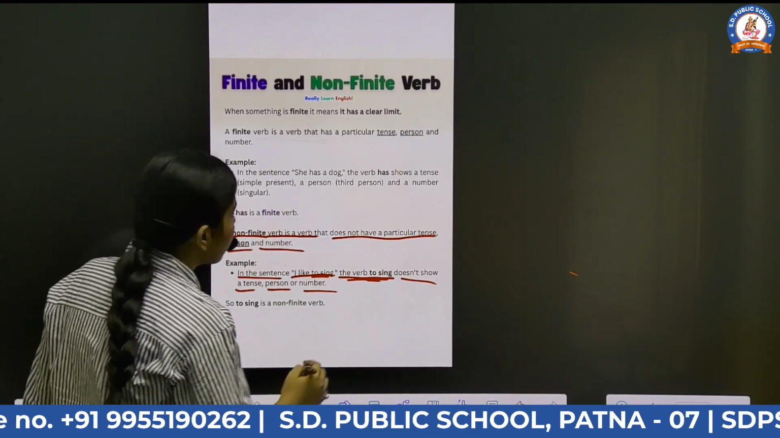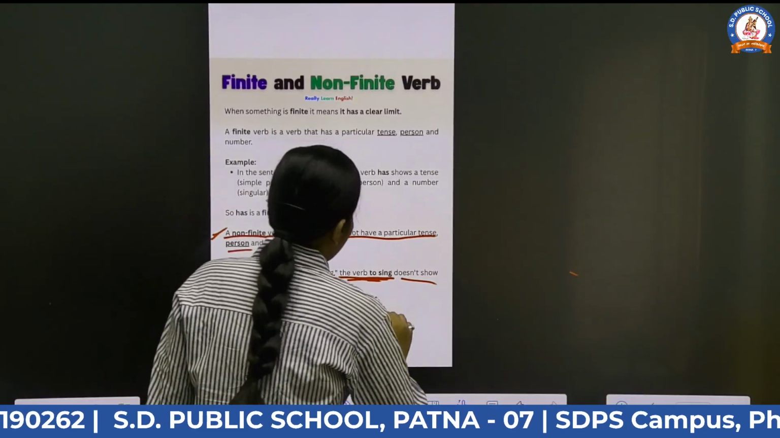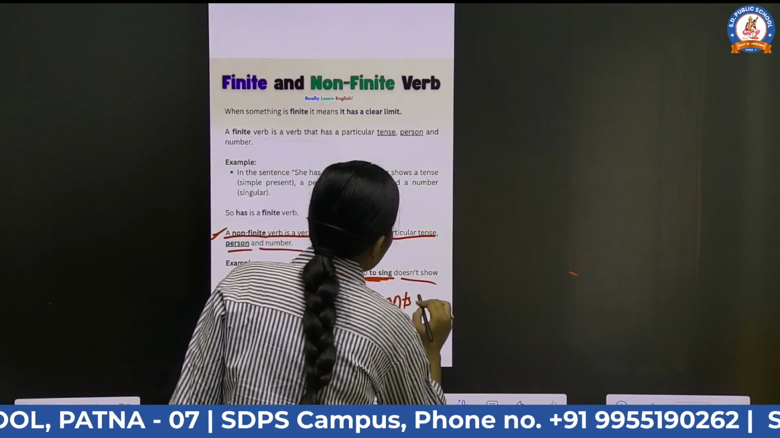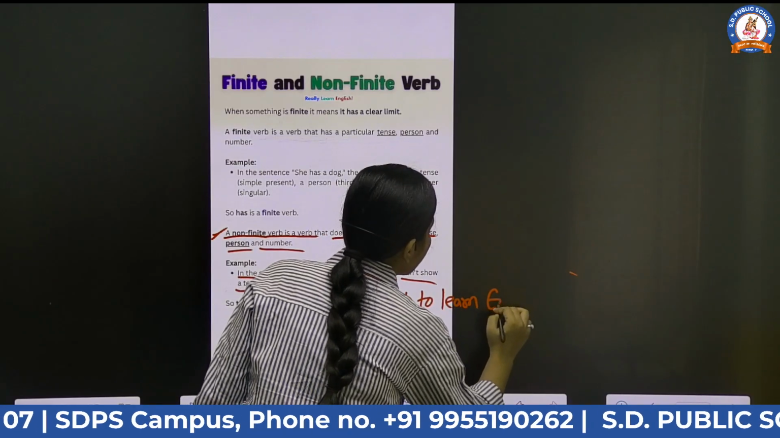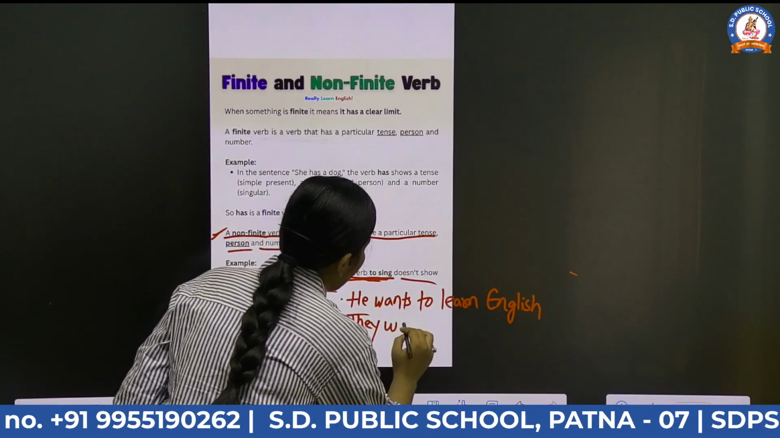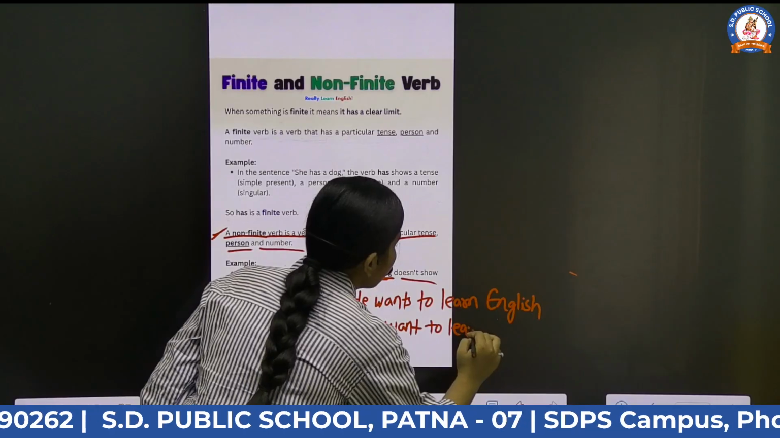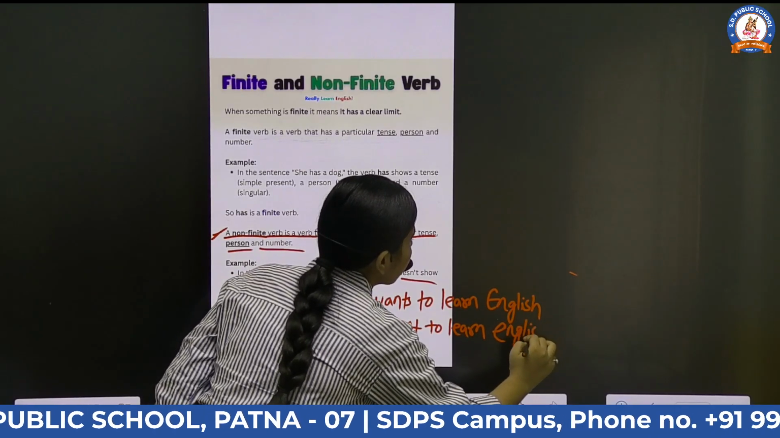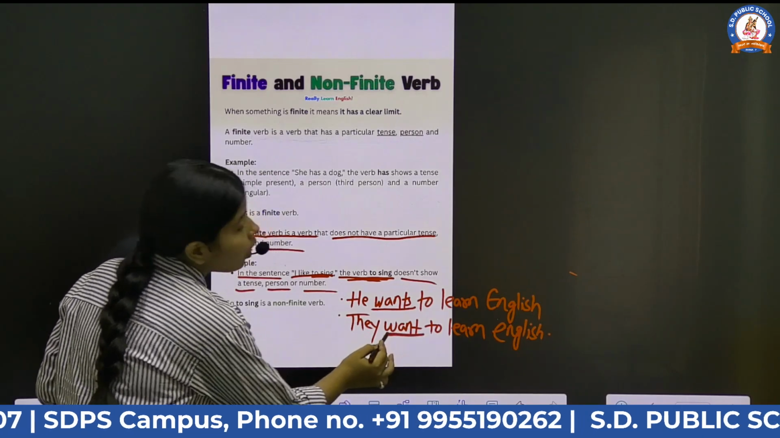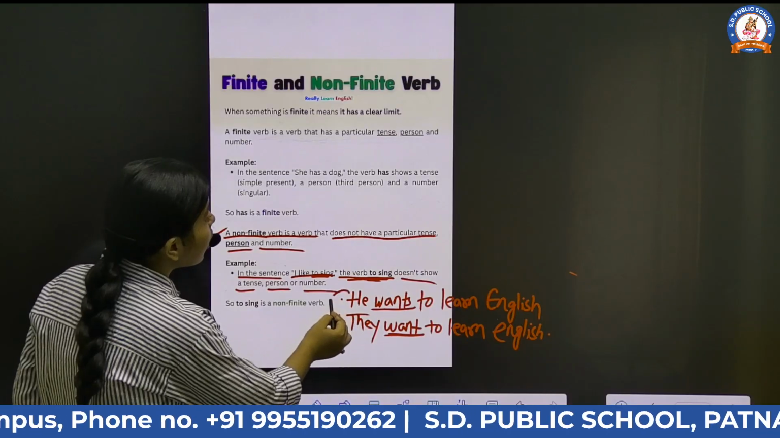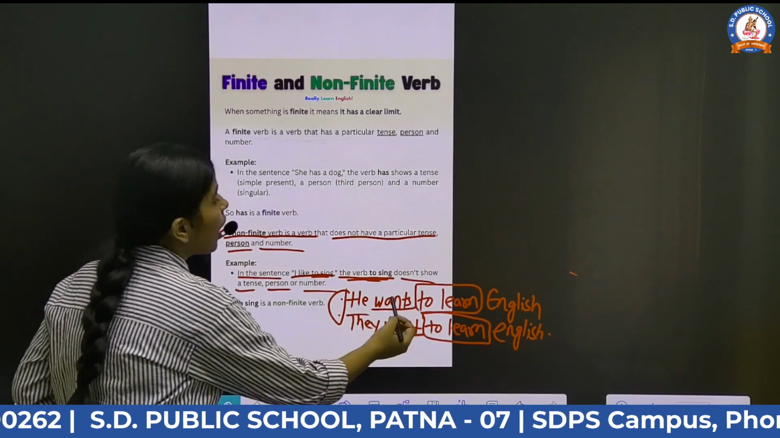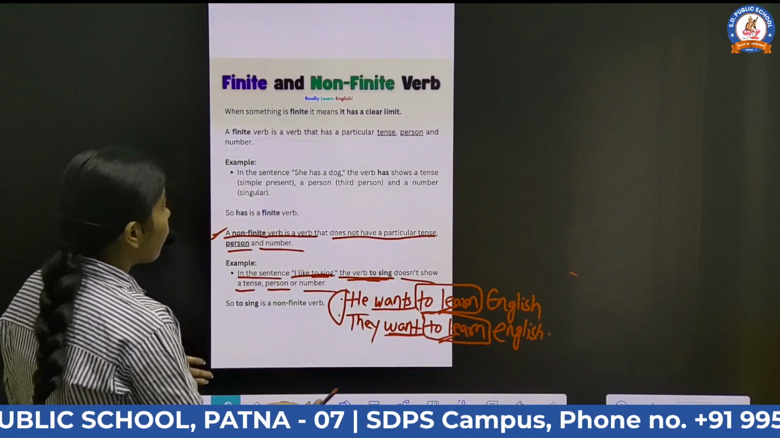Here you can clearly see. Or let me give you some examples. He wants to learn English, right? Second example is, they want to learn English. Look, here you can clearly see the difference, that here the words want and wants, they are what? They are finite verbs. Why? Because they are changing their form according to the subject. But you can see to learn is not changing its form according to the subject. यहाँ भी आप देख सकते हो to learn ही है, यहाँ भी to learn है. That's why we refer to them as non-finite verbs.